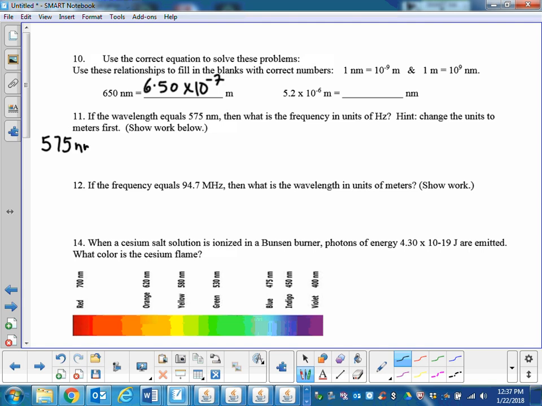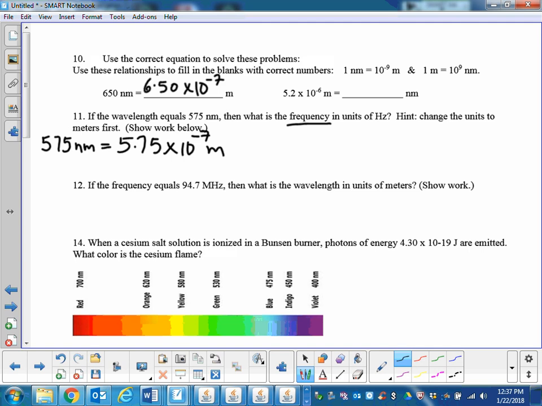575 nanometers. What do you think that will be in meters? 5.75 times 10 to the negative 7 in meters, correct? Correct? Now the wavelength is in meters. What are we supposed to solve for? Frequency. What equation will we use?